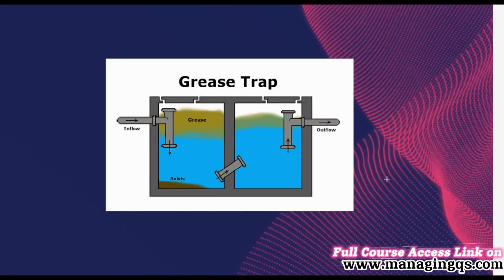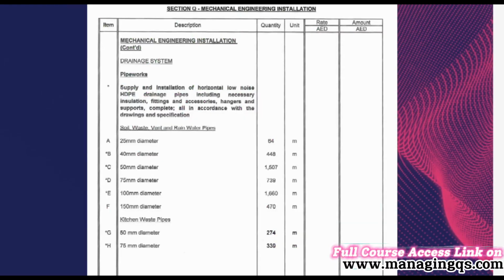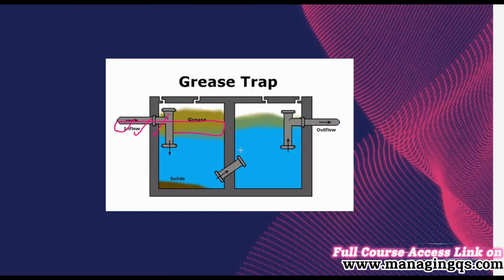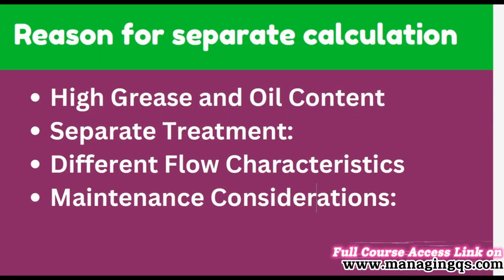This grease trap is attached only for the kitchen waste pipe. Previously we discussed the other categories: soil pipe, waste pipe, vent pipe and drain water drainage pipe. These are also drainage pipes, but we are not going to attach a grease trap like this to them. So that's why we have to calculate this kitchen waste pipe separately.